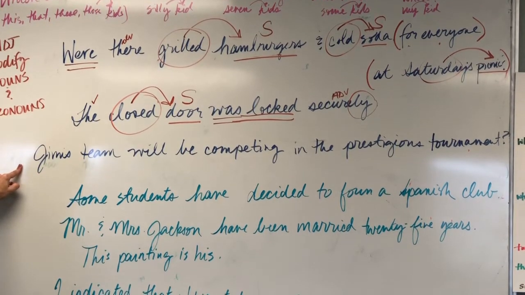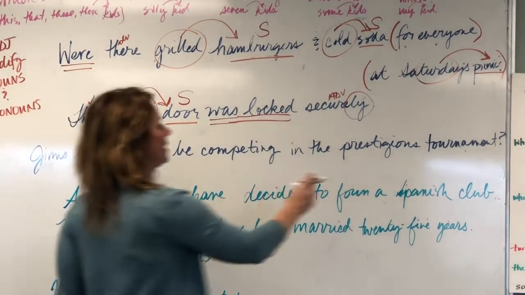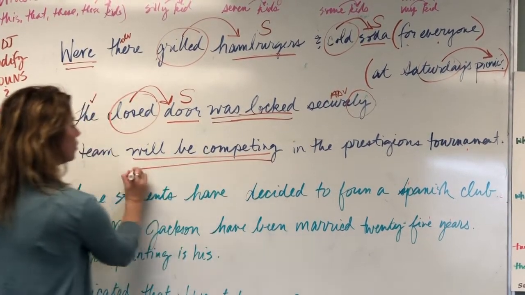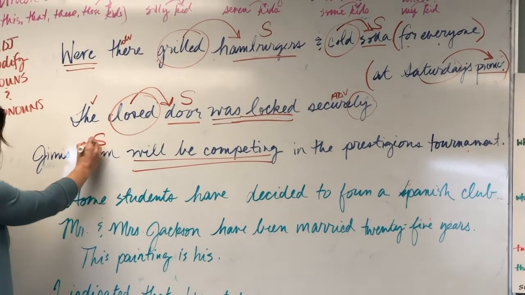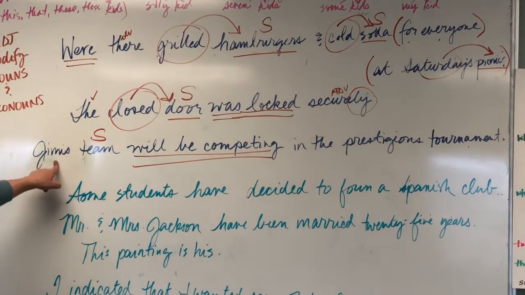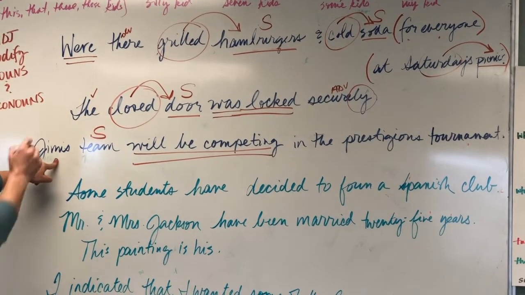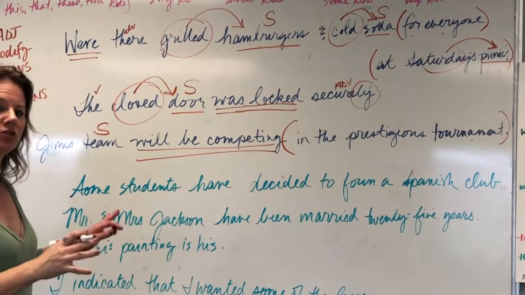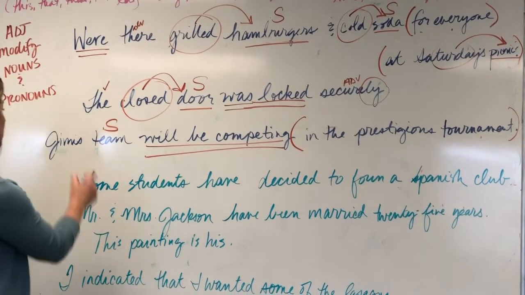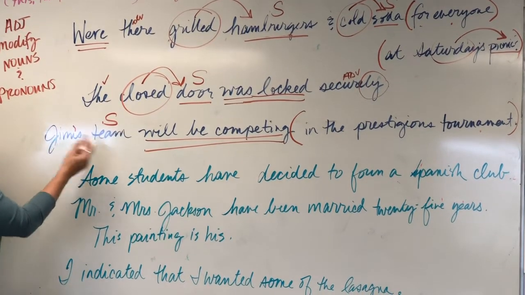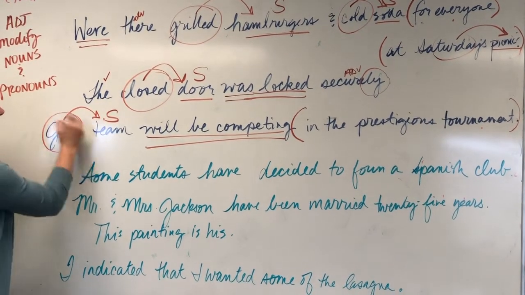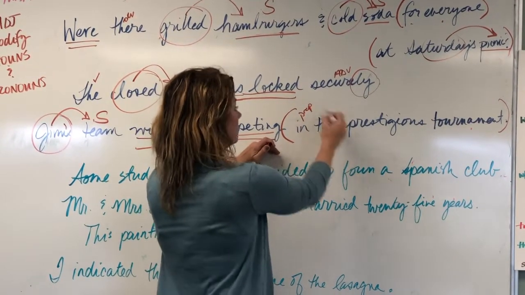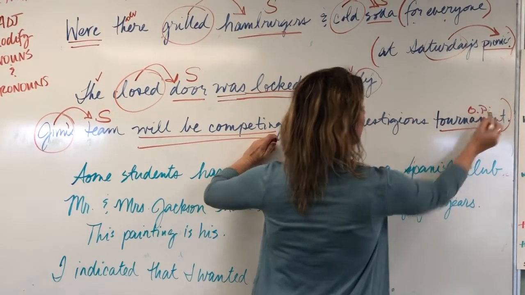Jim's team will be competing in the prestigious tournament. Verb, will be competing. Who or what will be competing? Team. Now when you go too fast, you call Jim the subject, but Jim is not competing, his team is. In the prestigious tournament is a prepositional phrase. I'm not sure what I'm going to do with that yet, but let's see what I haven't labeled. Jim's, so this is a whose team, so there's an adjective answering whose. I got all that labeled. In is my preposition. Tournament is my noun, so there's my object of the preposition.